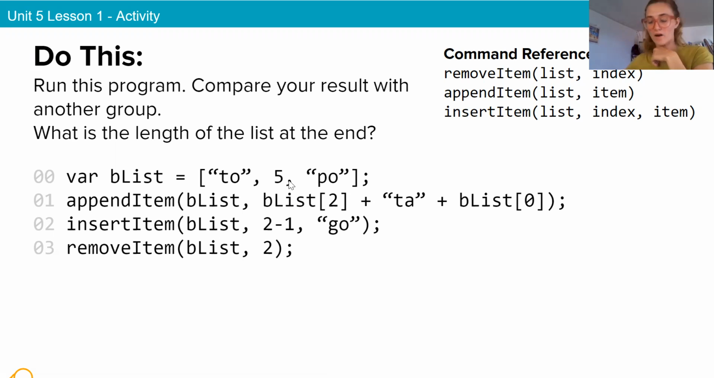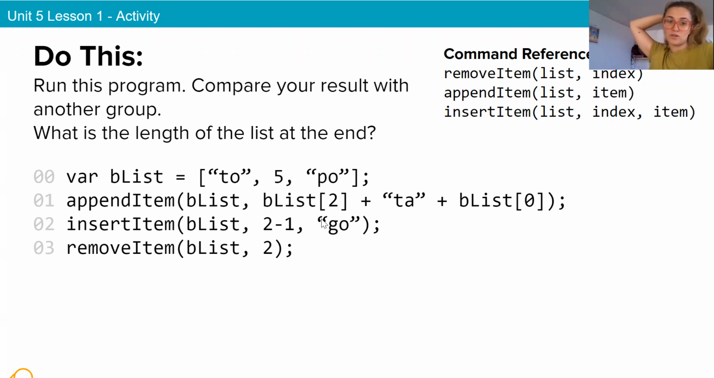So now our list becomes 2, 5, po, potato. And then we're going to insert an item. We're going to insert an item into blist, and we're going to insert that item into index 2 minus 1. 2 minus 1 is 1. So we're going to insert it into index 1. And that item that we're going to add in there is go. So now our list becomes 2, go, 5, po, potato.